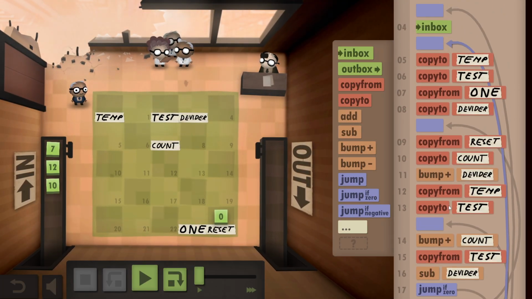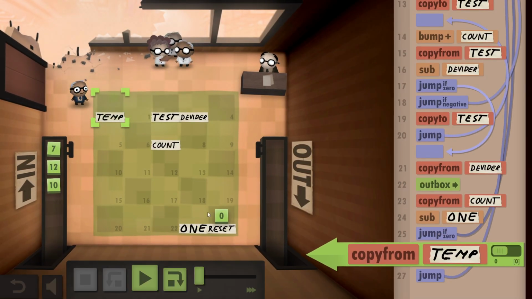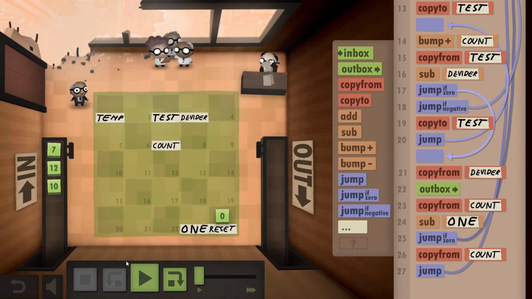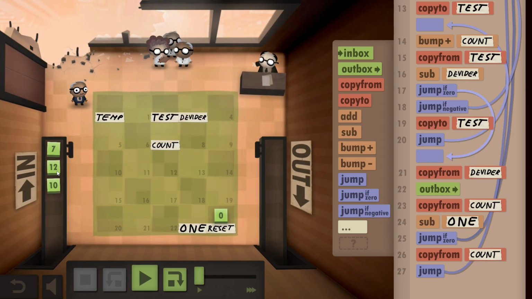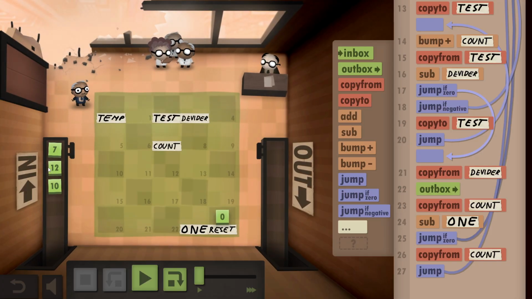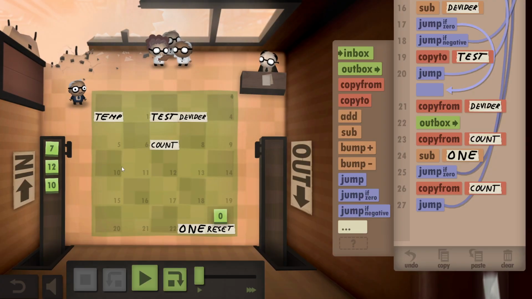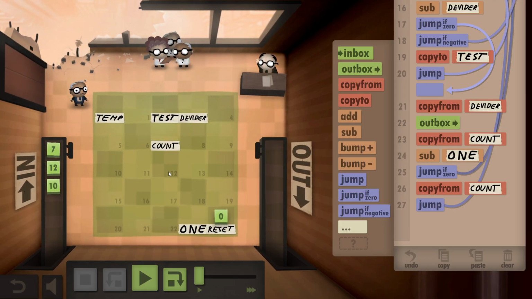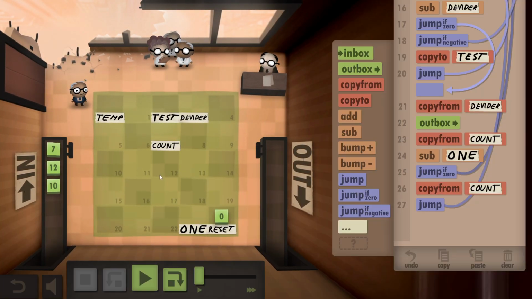Oh, this is the problem. If not, we need to make one more copy from count and then jump up. So this should work even for 12. The problem with 12 is because 12 is 2 and 3, the prime factors. The problem with that for us, the way we set it up, is going to be 2, 2, 3. Because it's going to be 2, 6, and from 6 it's 2 and 3.